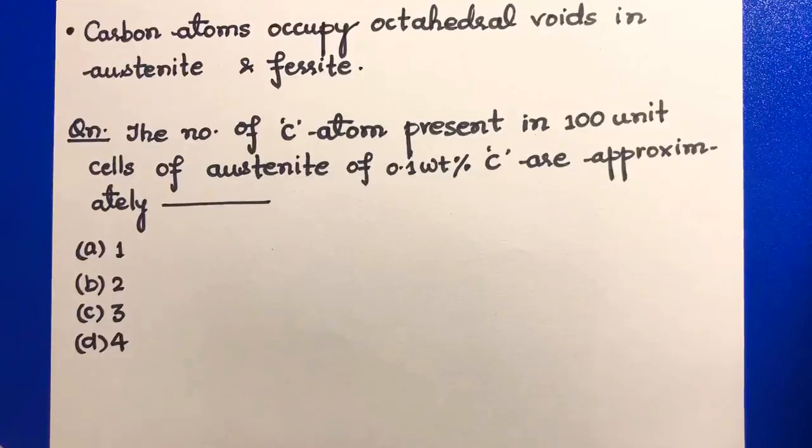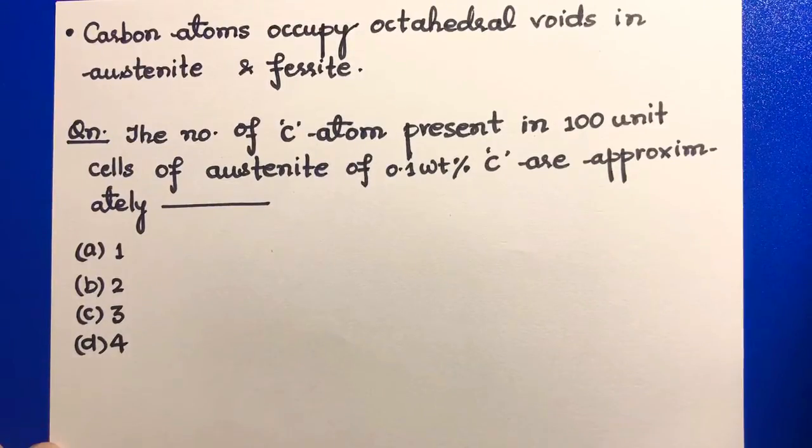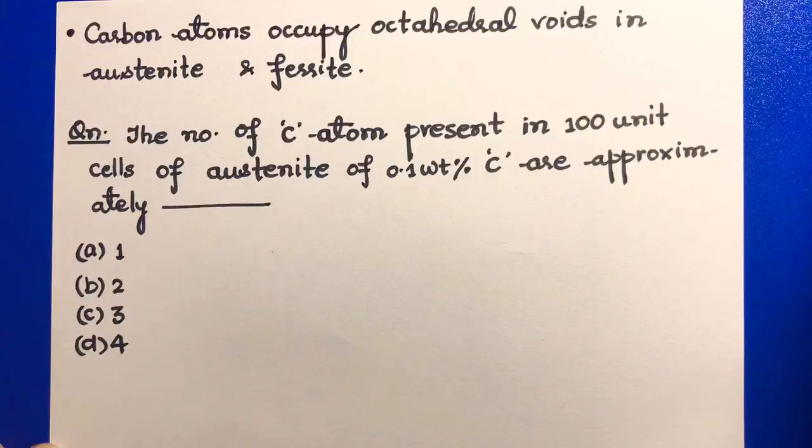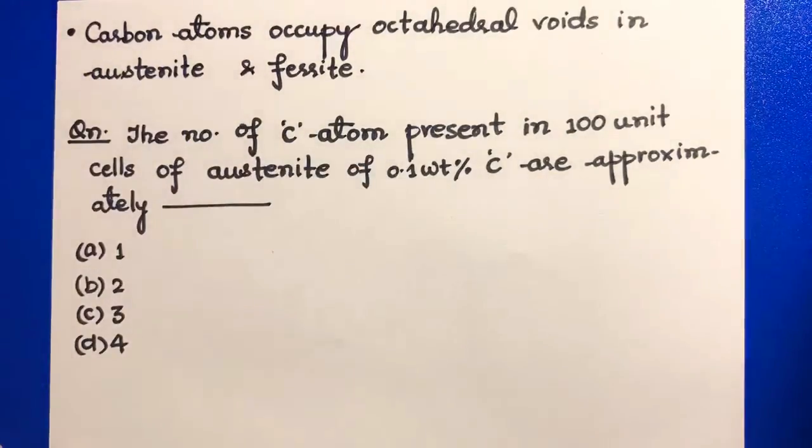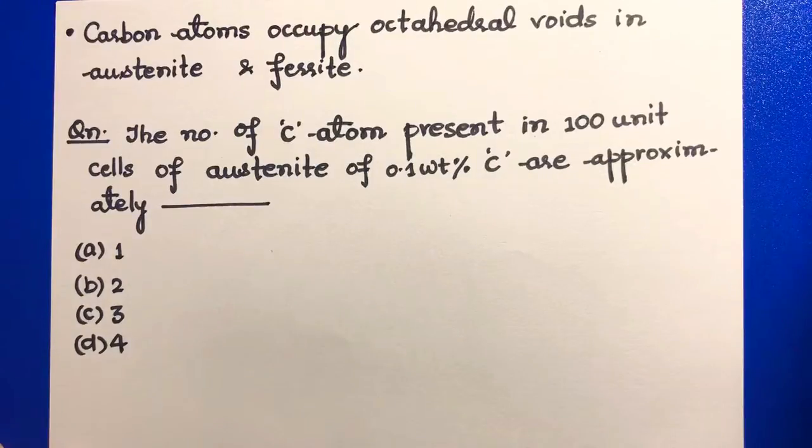Hello everyone, good morning. In this lecture, I will discuss the position of carbon atoms in the austenite phase as well as the ferrite phase. So, simply we know that the carbon atoms occupy the octahedral voids both in austenite as well as in ferrite. So, carbon atoms occupy octahedral voids. You must remember this, not in tetrahedral void.